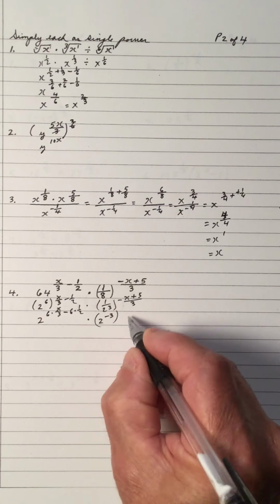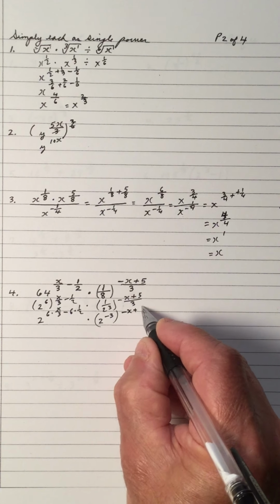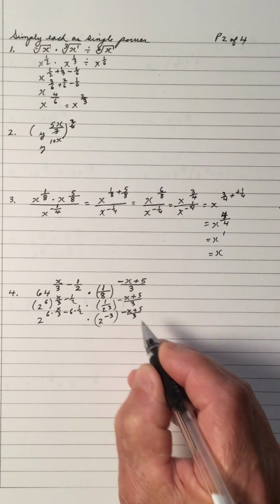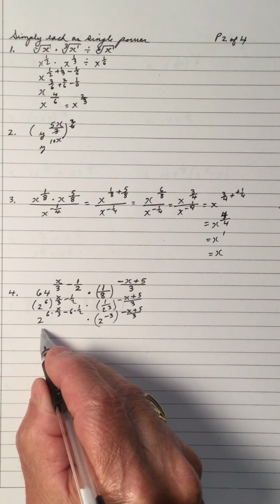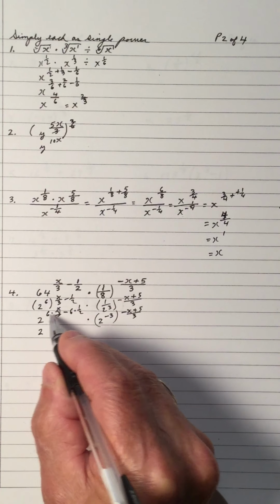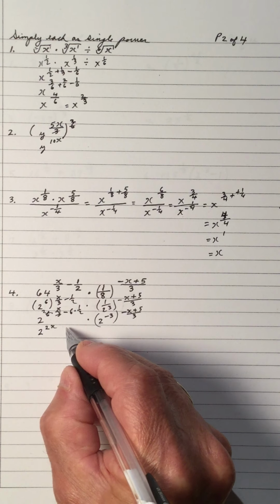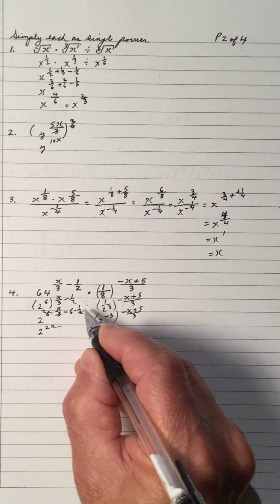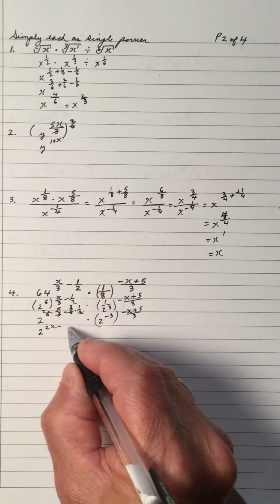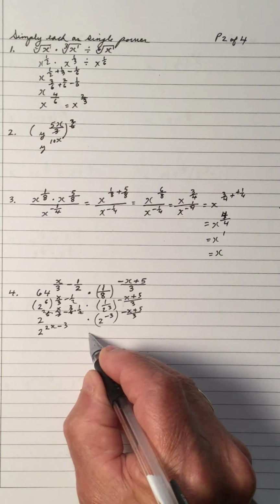And let's simplify this one. So that's 3 into 6 goes 2, so that's 2x. And 2 into 6 goes 3, so that's a negative 3.